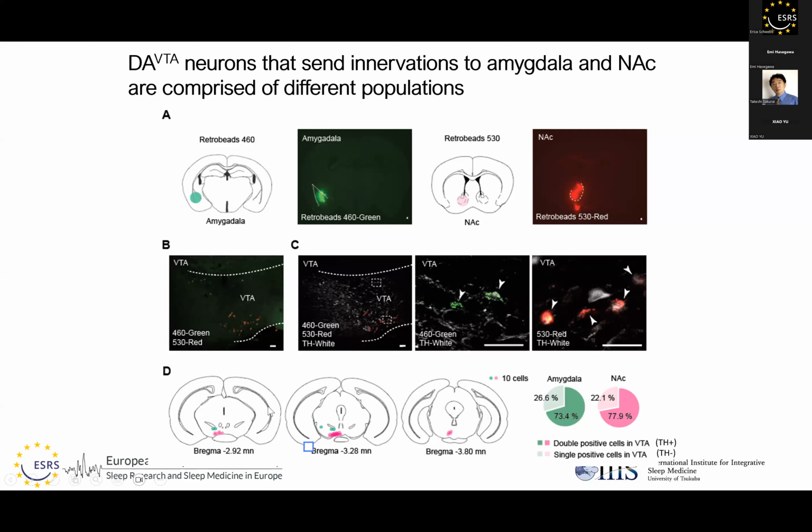Specifically, dopamine-releasing VTA neurons that innervate the BLA were found to be localized in the dorsal regions of the VTA, while those that project to the nucleus accumbens were found to be in the ventral region of the VTA.